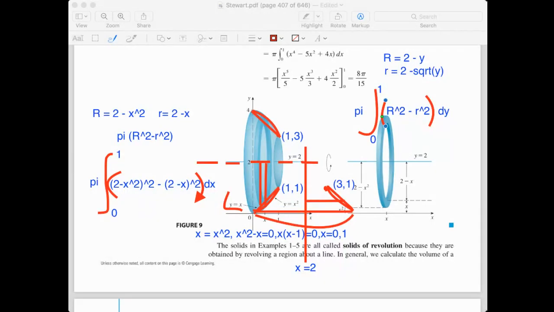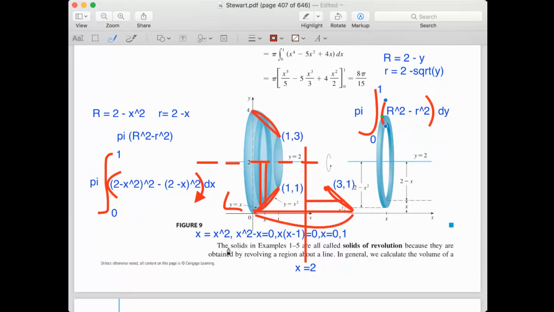Are the limits always 0 to 1, or does it depend on the question? In this case, yes, it's always from 0 to 1. You see everything happened in the first quadrant, and we draw this picture. Once we have this picture, we see that.